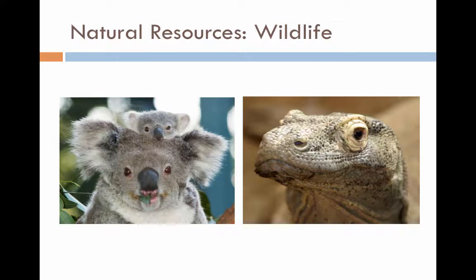These guys are also very popular tourist attractions. We've got koalas on the left-hand side there. I mean, they're on the billboards for the San Diego Zoo at the moment, so clearly there's a draw there regardless of where the koalas are. The guy on the right there is a Komodo dragon, and Komodo dragons come from the southeastern Indonesian island of Komodo, hence the name.